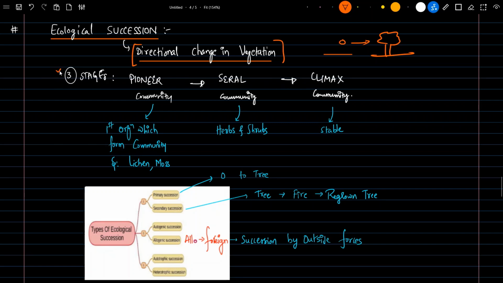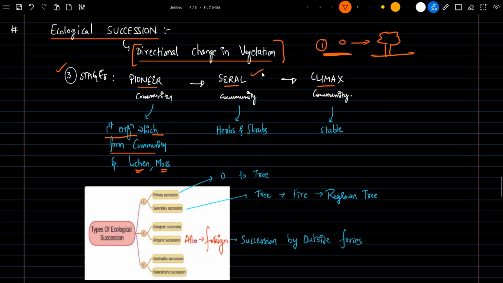It has majorly three stages: pioneer community, serial community, climax community. Pioneer community means the first organisms which form a community. As I told you earlier, when there is a barren land, there will be nothing. But because of some activity, the first organisms will be living and forming a community on this barren land. For example, lichens and mosses, simply small plants.